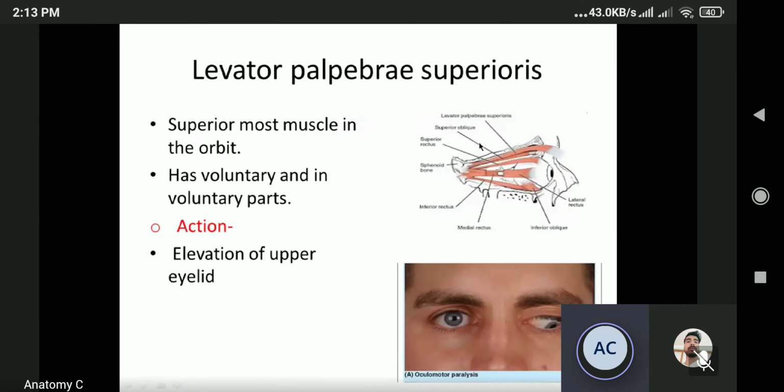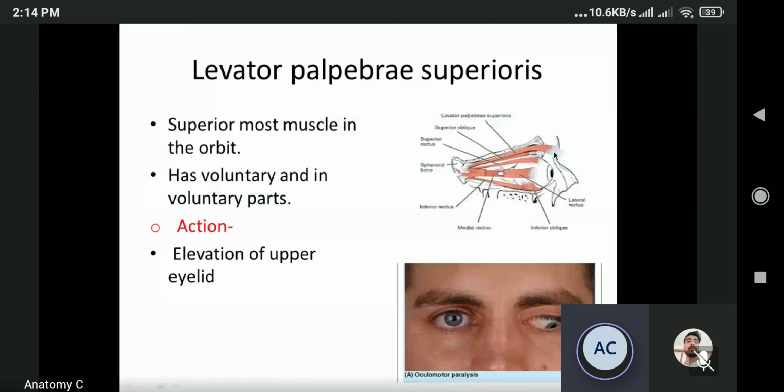Now this one is important. As I told you, this is the levator palpebrae superioris muscle. This is the superiormost muscle in the orbit. It has voluntary and involuntary parts. Its action is elevation, and it is supplied by the oculomotor nerve. If it is paralyzed, then elevation of the upper eyelid is obstructed. As it is present above, it pulls the upper eyelid, helping its elevation.